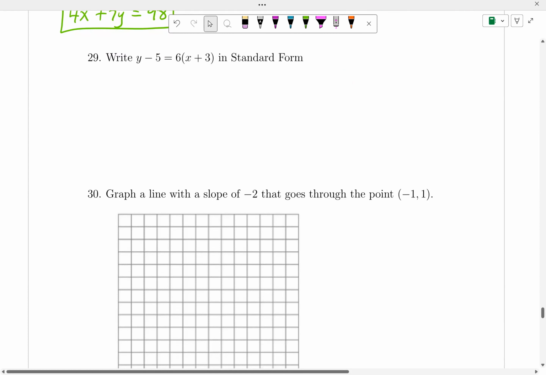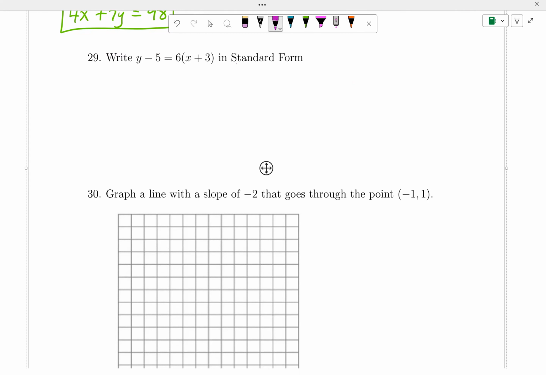Next question. We're given an equation in point slope form. We're going to write it in standard form. Once again, this is ax plus by equals c. Remember those rules, no fractions, and the ax must be positive. So let's start off by opening up the parentheses. We get 6x plus 18. We have y minus 5 on this left side.